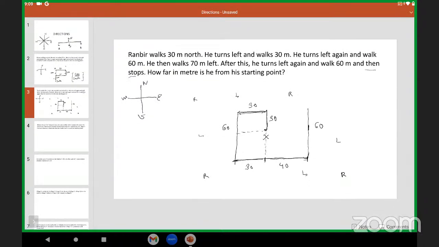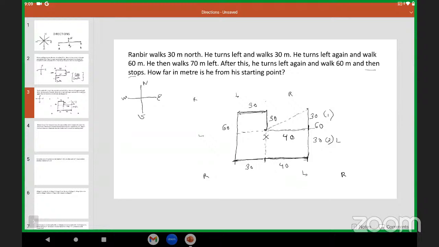Now if you look, the question is how far in meters is he from his starting point. So his starting point was this, and this is the distance. We can draw a right angle triangle. So this is 40, the parallel distance. And this is exactly divided, as we divided it in the initial part, 30 and 30. So this is first part, this is second part.